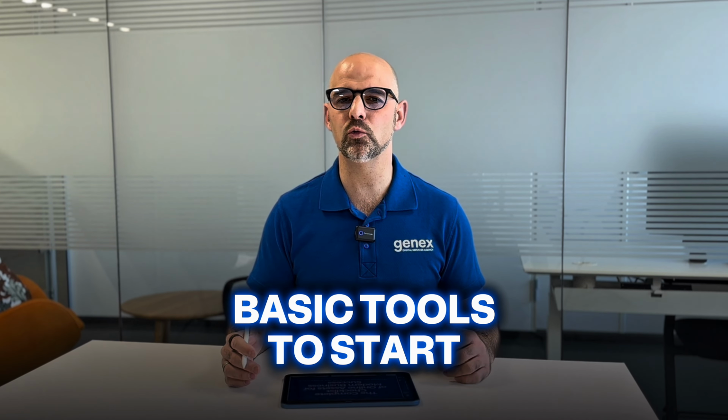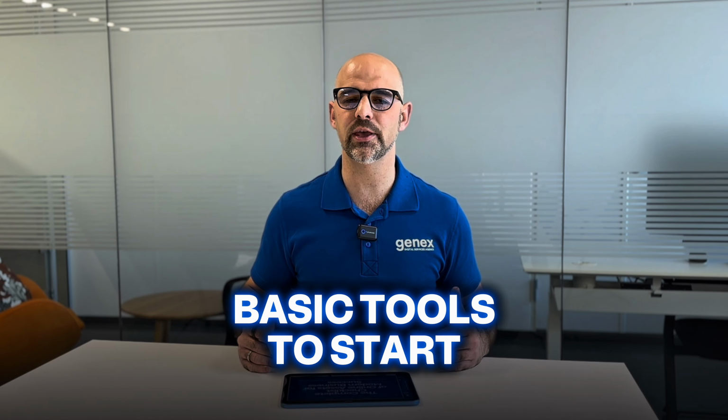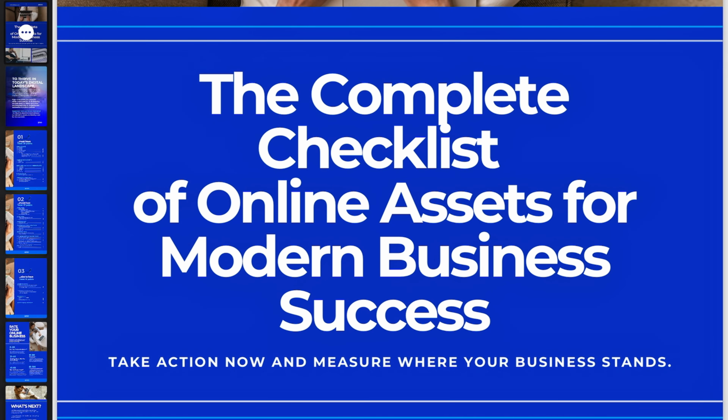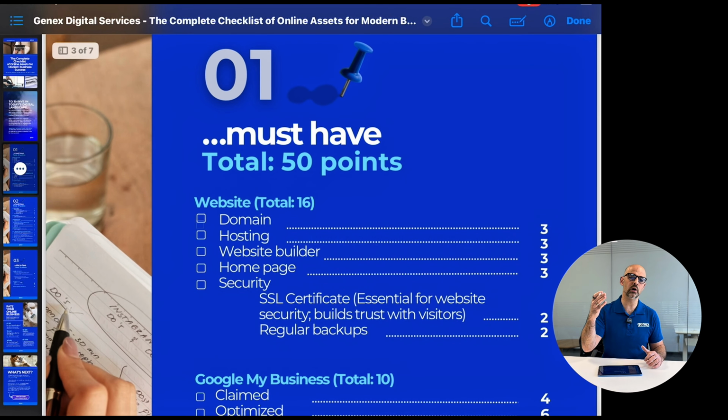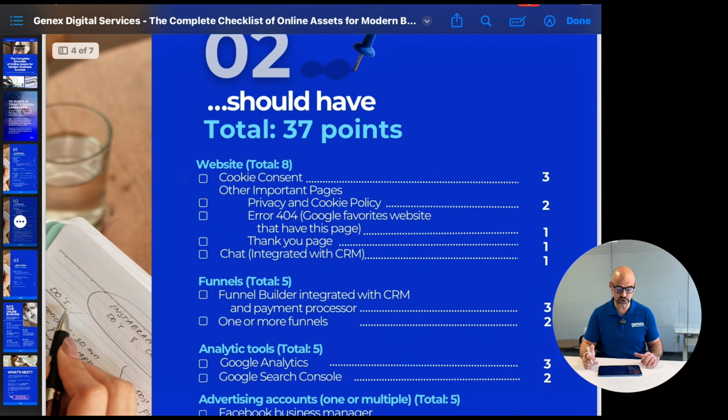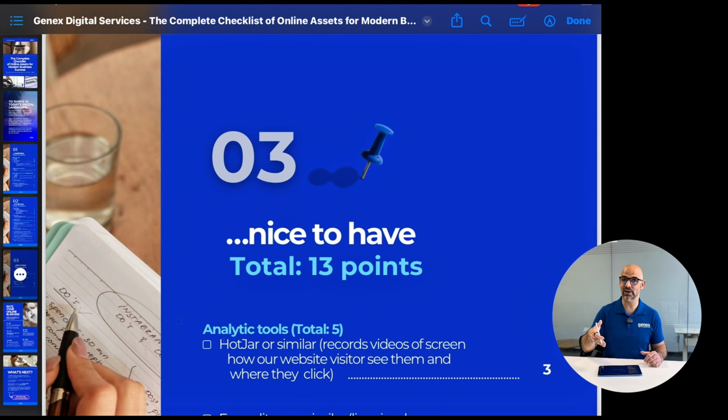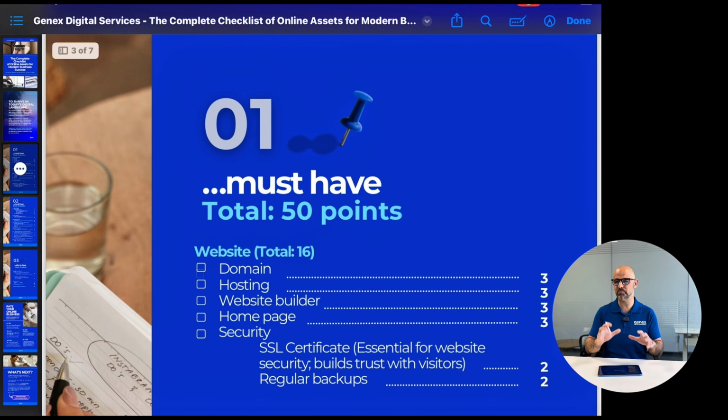And what is the basic tool for you to start to put these things in place? I would suggest what I call the complete checklist of online assets for modern business success. This is the checklist that I created for people like you to understand, first of all, what digital assets you must have, what you should have, and those that are nice to have. Again, it's just my opinion. You can also add your specific tools and accounts that you are using for your business. But this is just from my perspective, something that every business today must have.